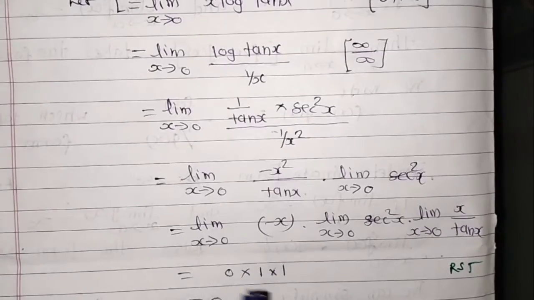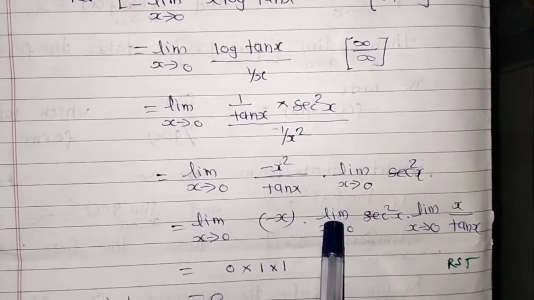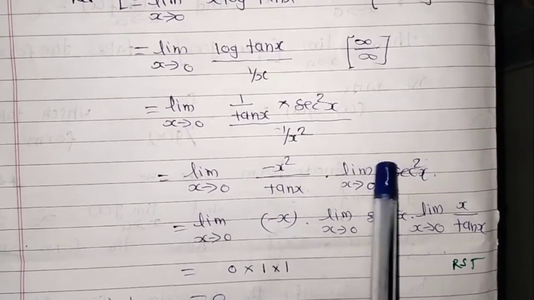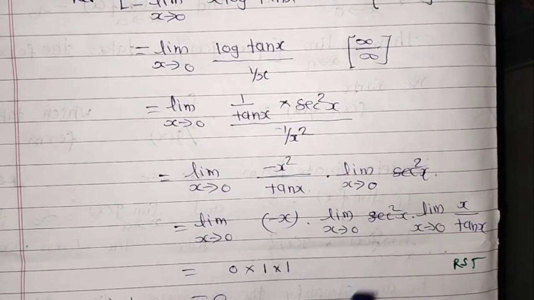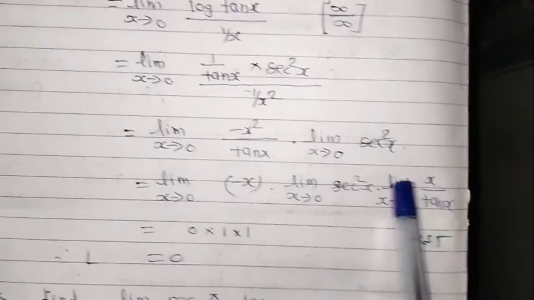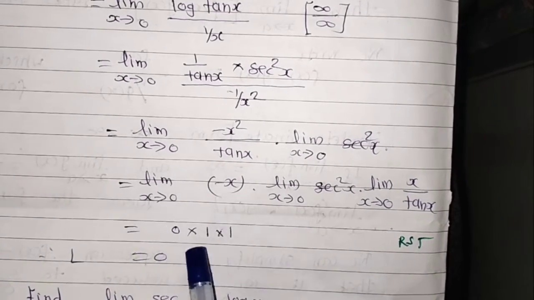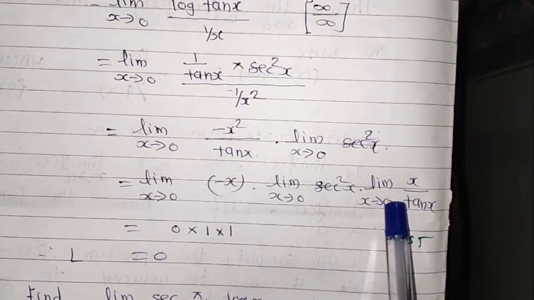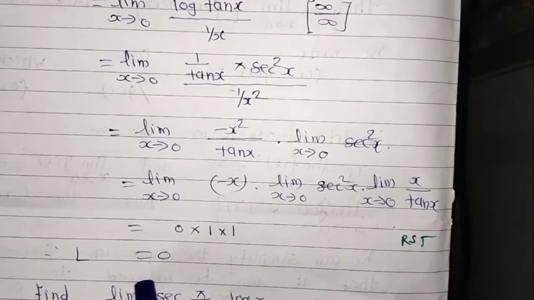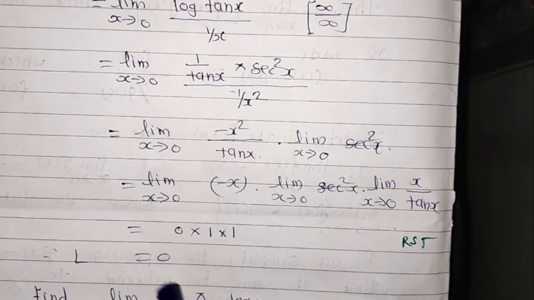This is equal to limit x tends to 0. After simplifying this, we get minus x square upon tan x into sec square x. Here limit x tends to 0 of minus x square upon tan x into sec square x can be written as limit x tends to 0 of minus x into limit x tends to 0 of sec square x into limit x tends to 0 of x upon tan x. This is equal to 0, sec 0 is 1, and limit x tends to 0 of x upon tan x is also 1, so that here we get limit L equal to 0. So the answer of the given example is 0.